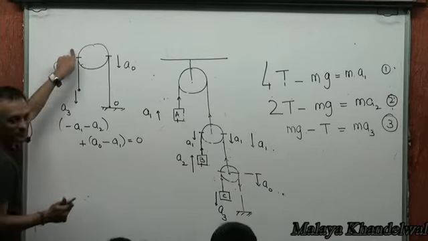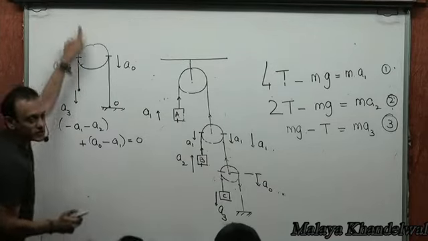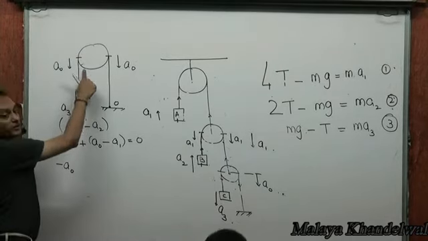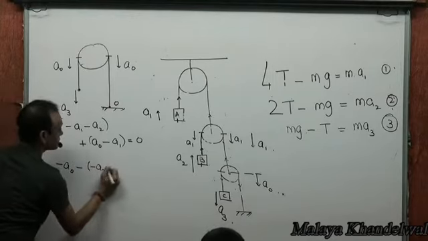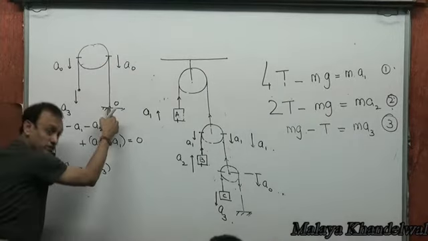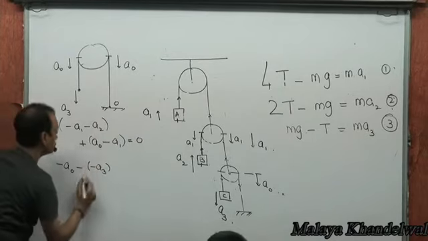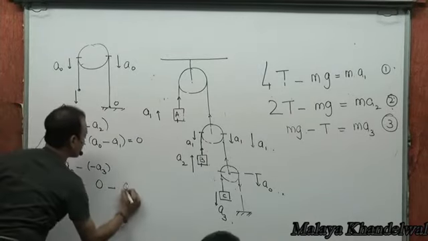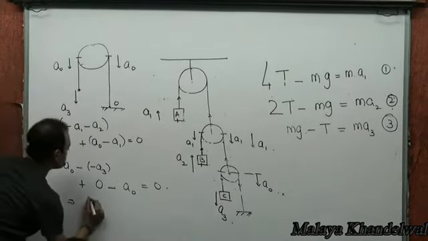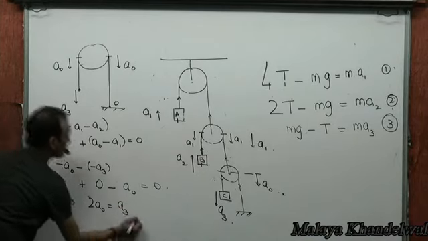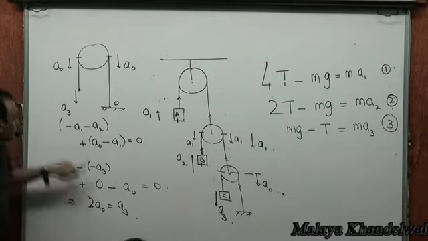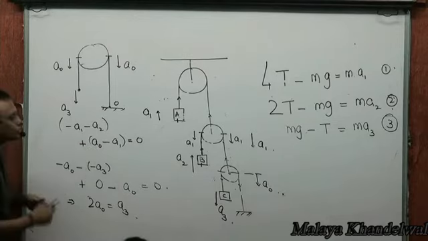Okay, so I go this way. Then, acceleration of this point in this direction is minus A0. Minus acceleration of this point in this direction is minus A3, right? Wrap up length, I don't bother, then I go this way. 0. Acceleration of this point is fixed to the ground, so 0 minus A0 is 0. Right? So that gives me 2A0 is A3. So this A0 can be written as A3 by 2.